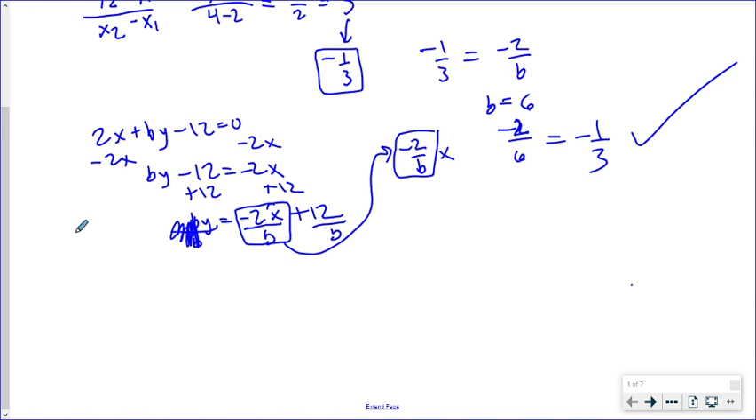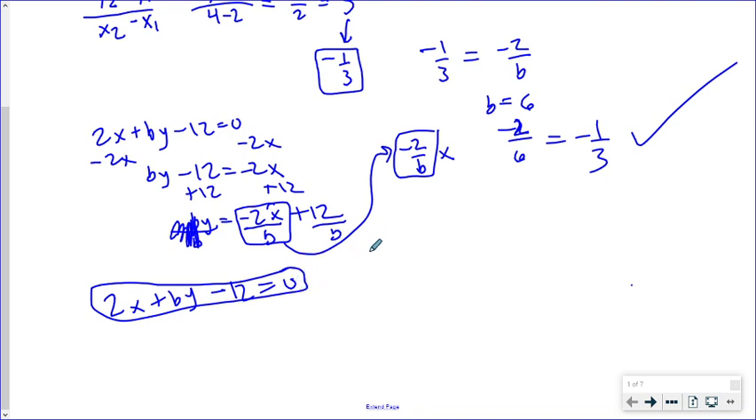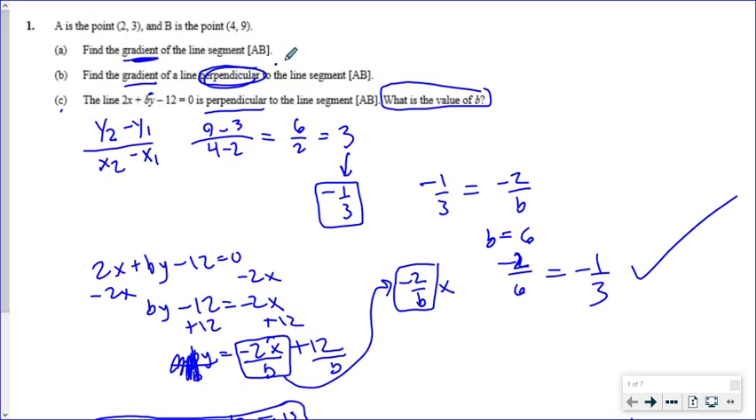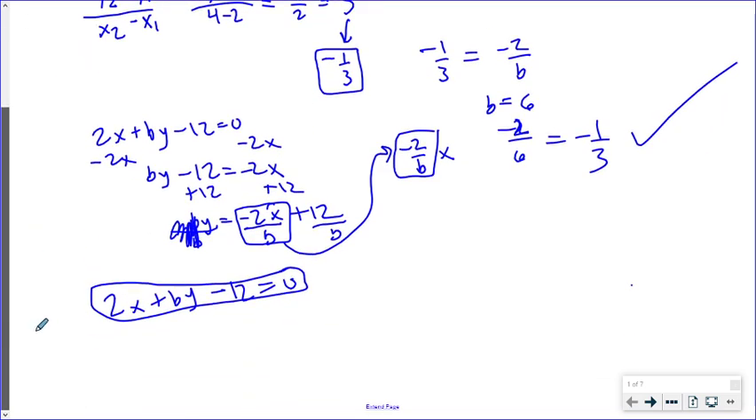All right, for those of you who are still confused, I'll do this again. 2x plus by minus 12 equals 0. This is what's given to us, okay? This is the equation of the perpendicular line. We know from part B that we figured out that the slope has to be negative 1/3, which means that the slope here has to be negative 1/3 too. So I just put it in a form that looks familiar. Slope intercept form.